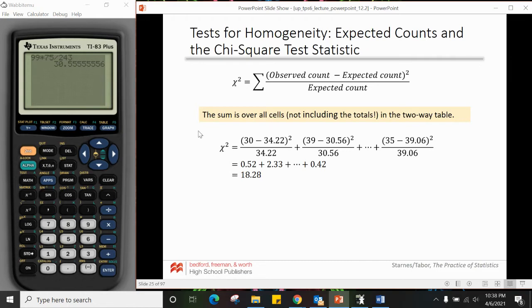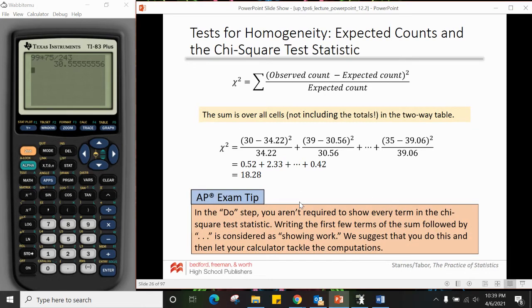So in this case, you see a couple of the examples, and remember when you're doing this, you can do the first plus the second plus ... plus the last. That shows sufficient work. Just giving me 18.28 does not give me sufficient work. This is the work you need to show in order to get full credit. All right. And that's exactly what this AP exam test says.